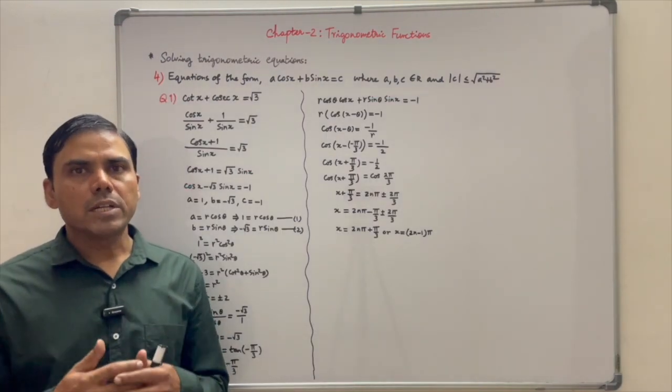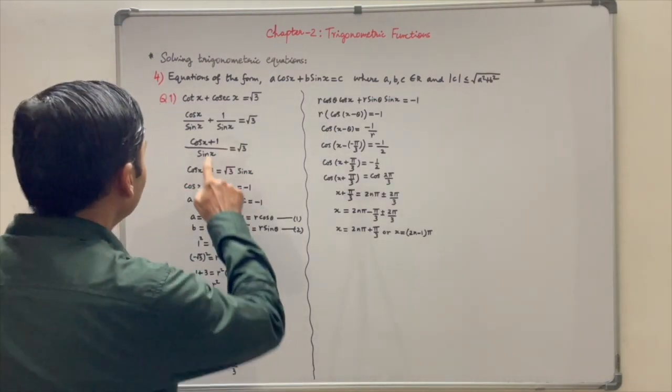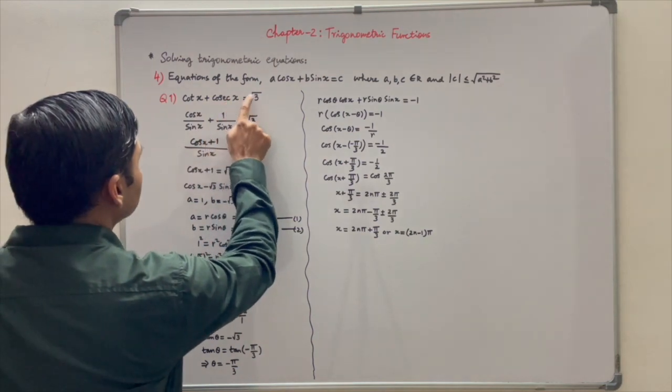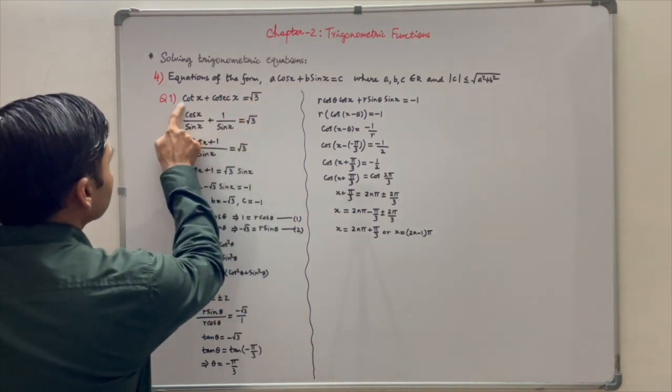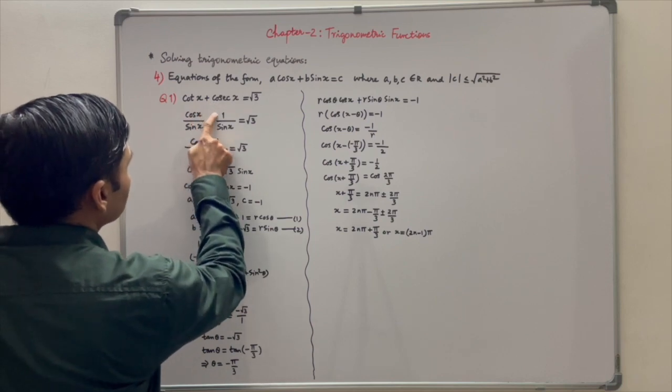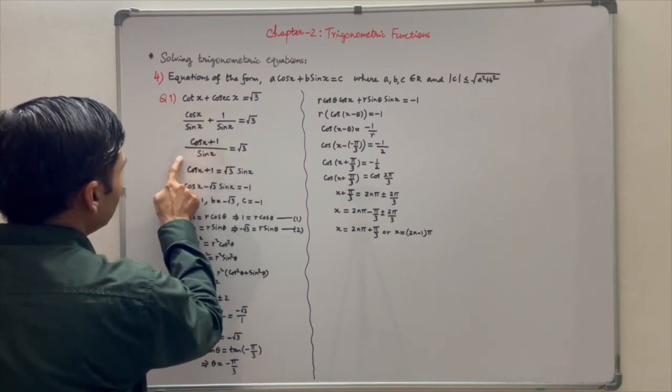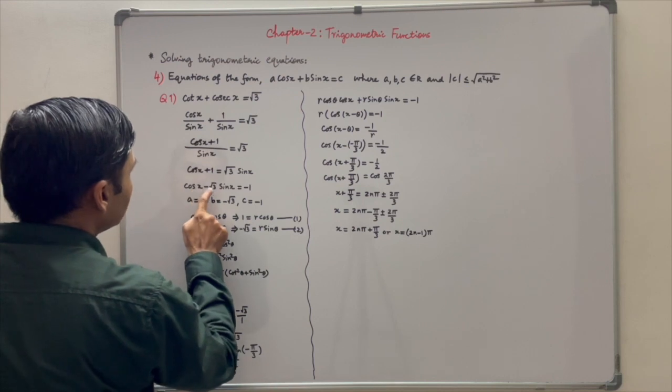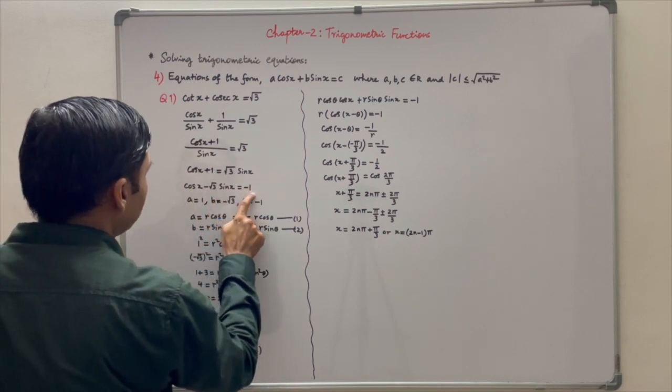Let us see one question on type 4. cot x + cosec x = √3. cot x can be written as cos x upon sin x. cosec x can be written as 1 upon sin x. So it is cos x - √3 sin x = -1.